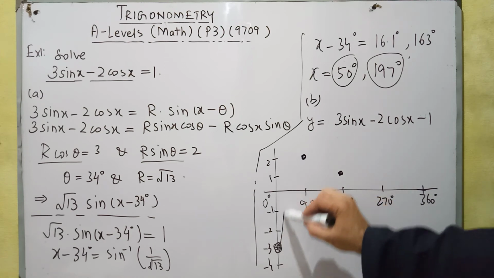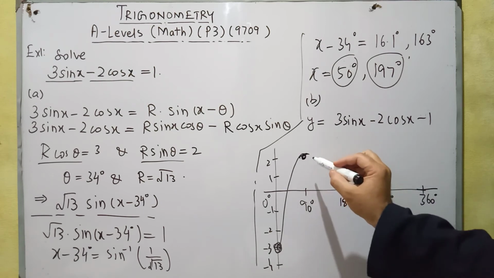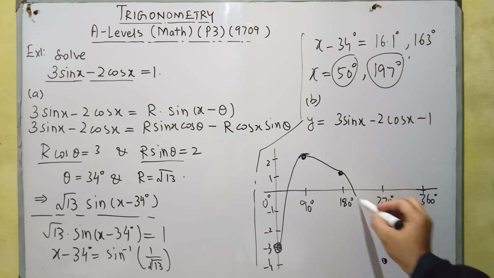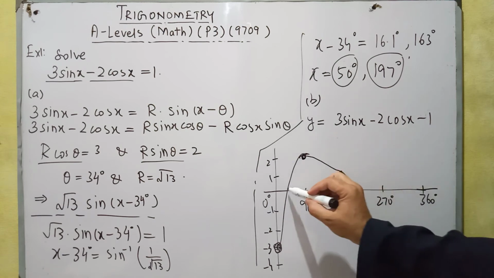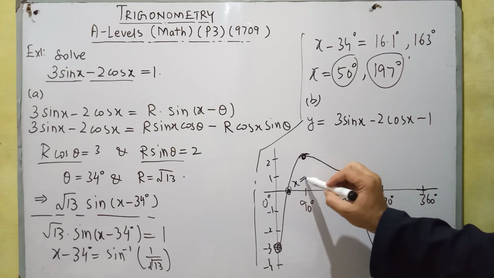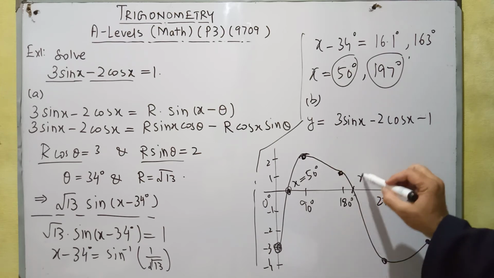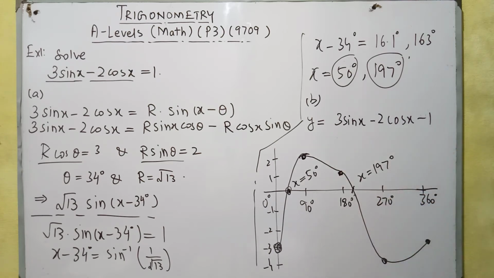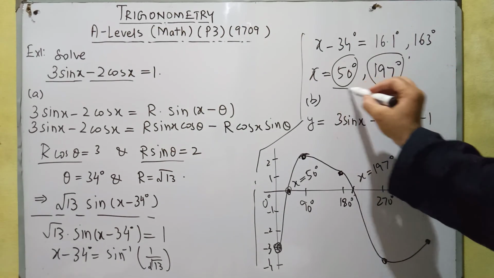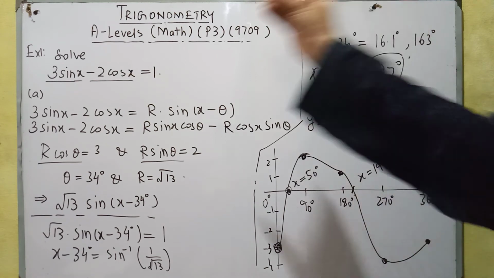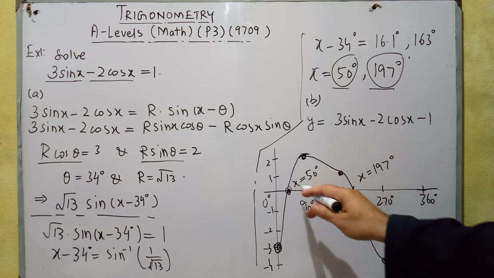So if we join all these coordinates, we will have this graph. Now we can see that here x is almost equal to 50 degrees, and at this point x is almost equal to 197 degrees. If we use graph paper, we will have the exact graphical solution. So using the trigonometric method, we have two answers, 50 degrees and 197 degrees, for this equation, and using the graphical method we have the same answers.